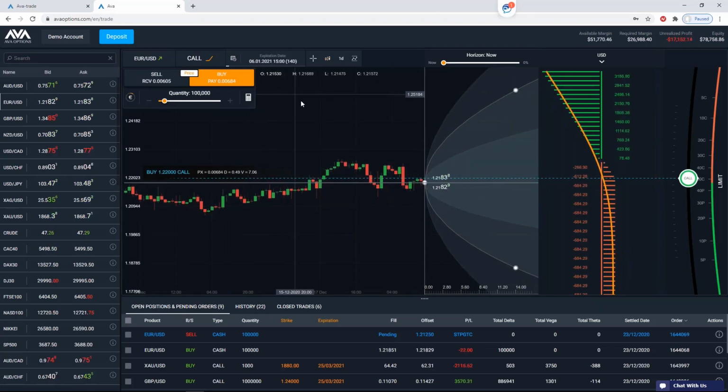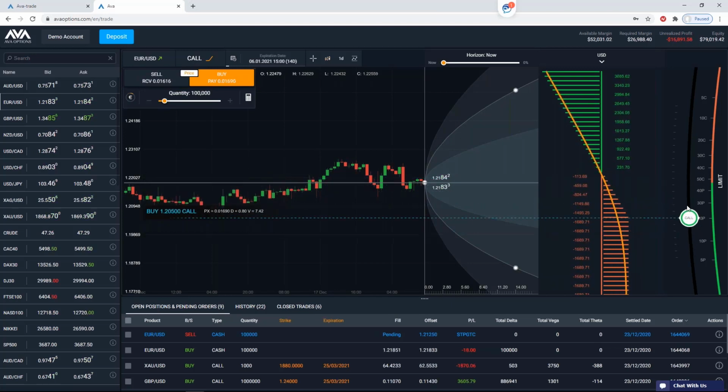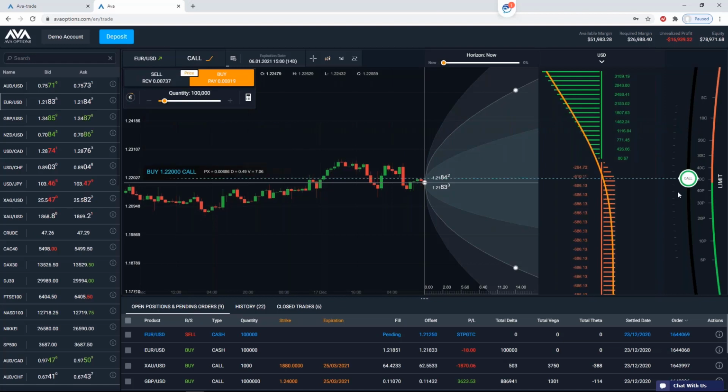So here's a 2-week option. If the market goes up, I'm going to make money. If the market goes down, the most I can lose is what I paid for the option. Here I can set the strike, the call strike. That's the price at which I have the right to buy.